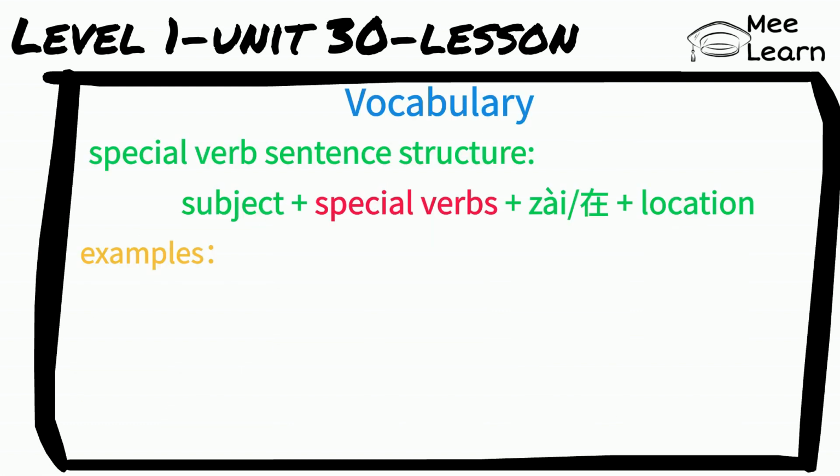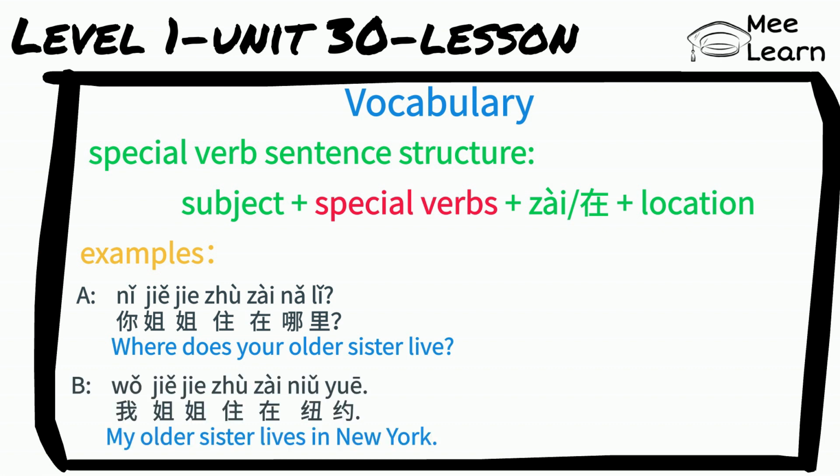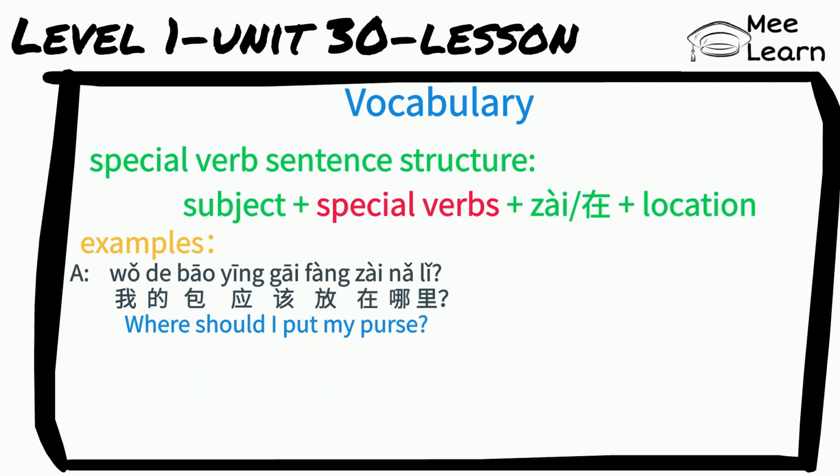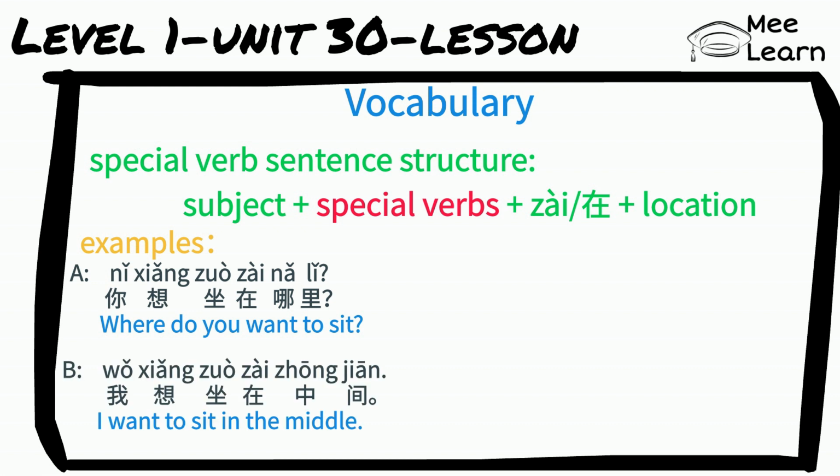For example, 你姐姐住在哪里？ Where does your older sister live? 我姐姐住在纽约。My older sister lives in New York. 我的包应该放在哪里？ Where should I put my purse? 挂在那里。Hang it there. 你想坐在哪里？ Where do you want to sit? 我想坐在中间。I want to sit in the middle.